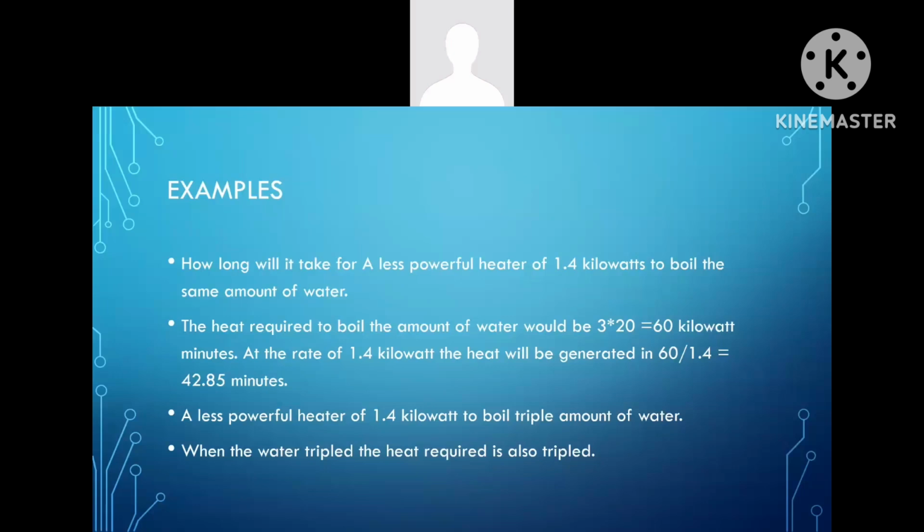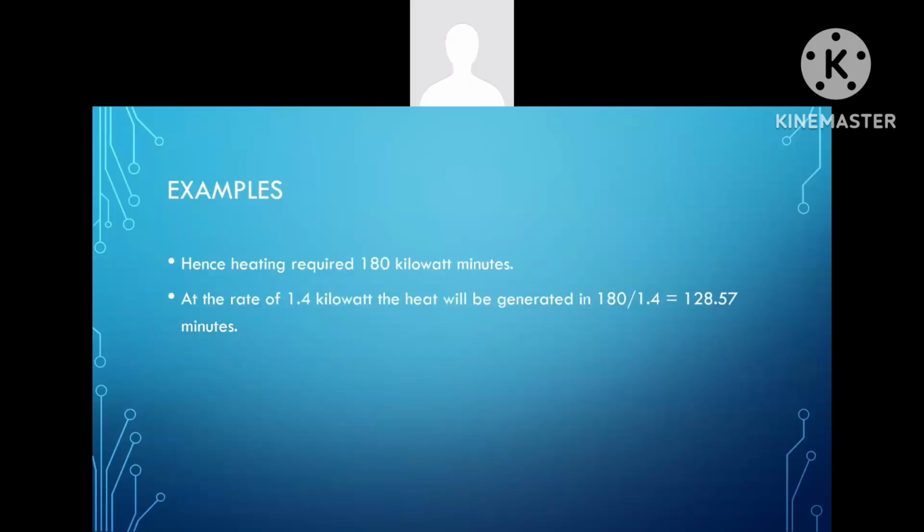A less powerful heater of 1.4 kilowatt to boil triple the amount of water. The solution would be: when the water is tripled, the heat required is also tripled. Hence heat required equals 180 kilowatt minutes. At the rate of 1.4 kilowatt, the heat will be generated in 180 by 1.4. That equals 128.57 minutes.